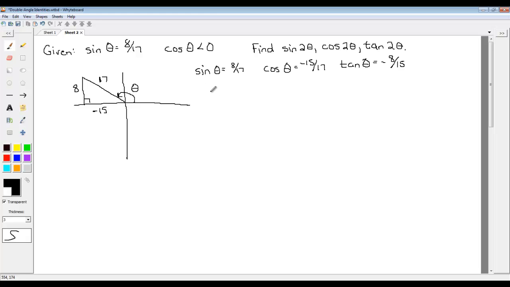Okay, so knowing all that, let's start with sine of 2 theta. Sine of 2 theta is 2 sine theta cosine theta. So it's 2 times 8/17 times negative 15/17. If you multiply all that together, you get negative 240 over 289.